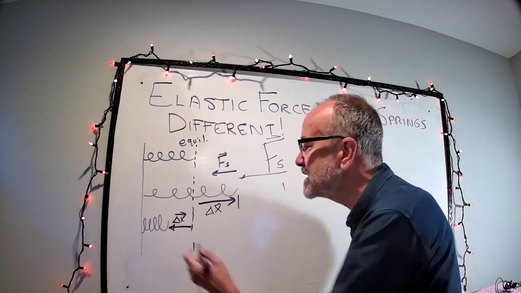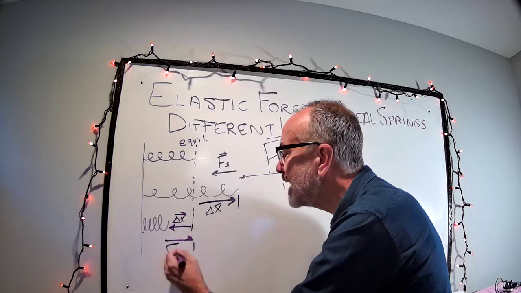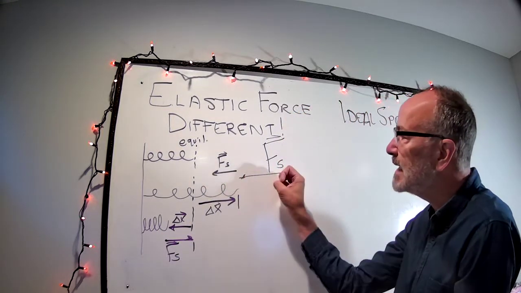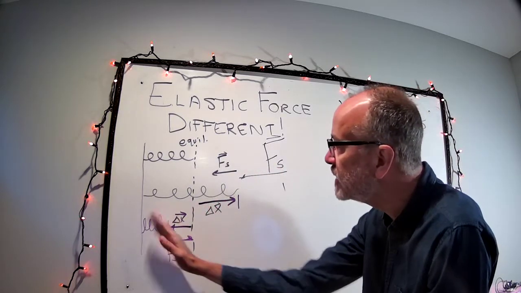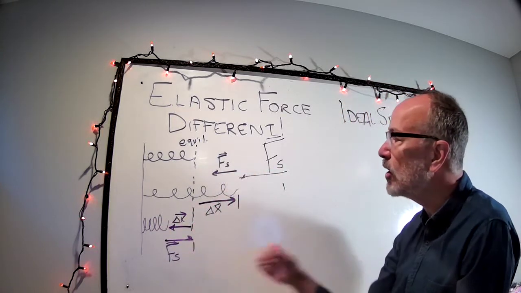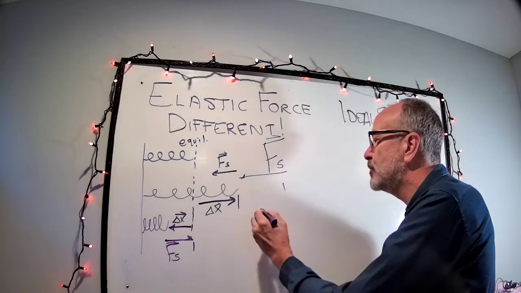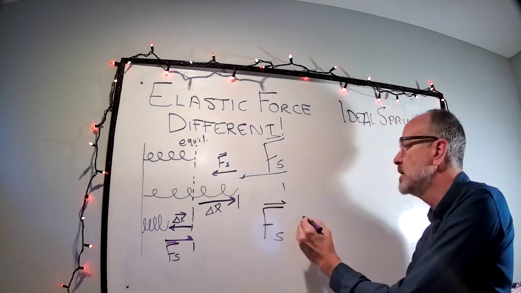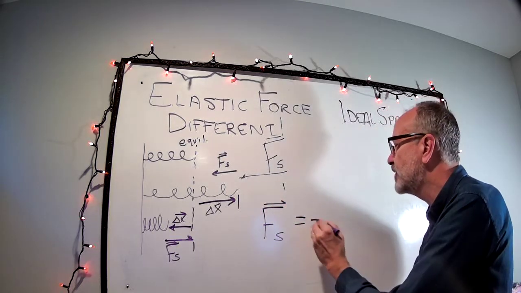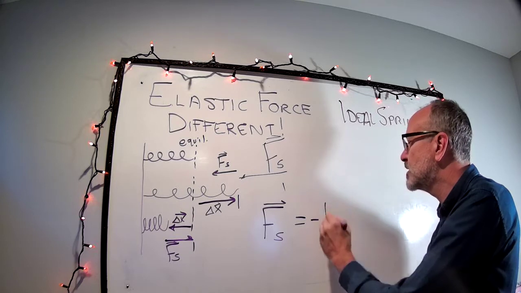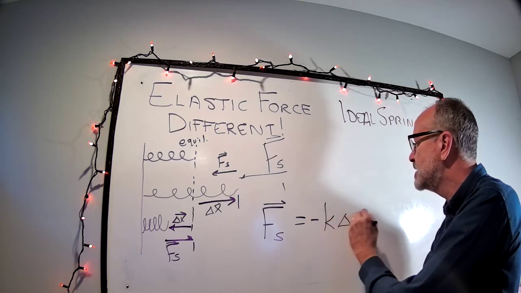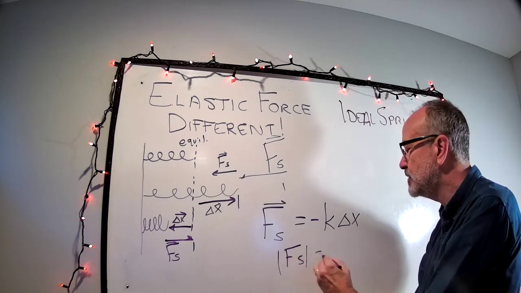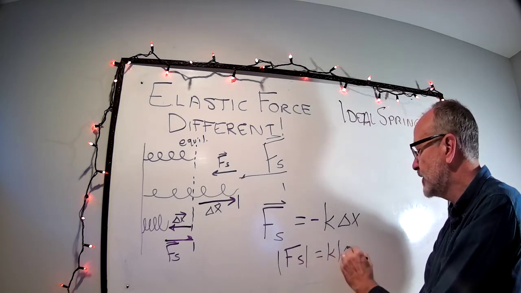That's how far I've compressed it. It pushes back, the force by the spring pushes back in that direction. So there's elongation or stretching, there's compression, but these things are related. And the equation that we have for this, spring force, is equal to, and we very frequently say negative if we're talking about vectors, k delta x. You'll sometimes see it just written as Fs magnitude equals k delta x.